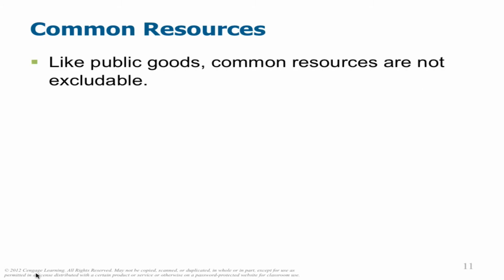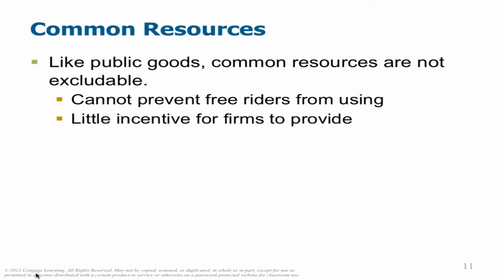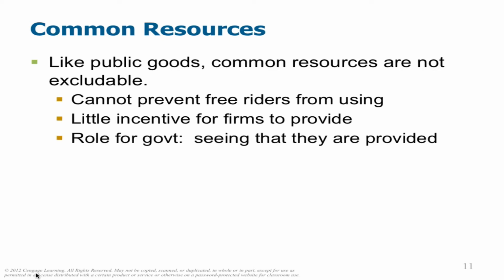All right. So common resources, like public goods, are not excludable. Which means that we can't prevent free riders from using them. The fact that we can't prevent free riders from using them means that private firms are probably not going to provide them. Why? Okay. They don't make a profit. It costs money for maintenance and upkeep. Okay. So then the role of government is to see that they're provided.